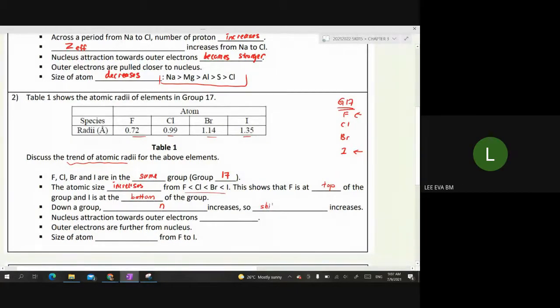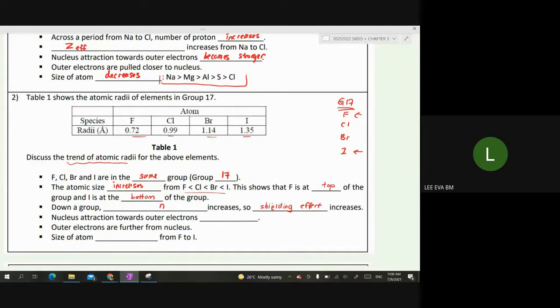Shielding effect. Ingat, kalau ceritakan pasal Z, dia akan ikut dengan ZEF. Kalau ceritakan number of shell, kita akan ceritakan shielding effect. Satu pasangan. Okay, Z dengan ZEF, N dengan shielding effect. So when N increases, shielding effect increases as well.